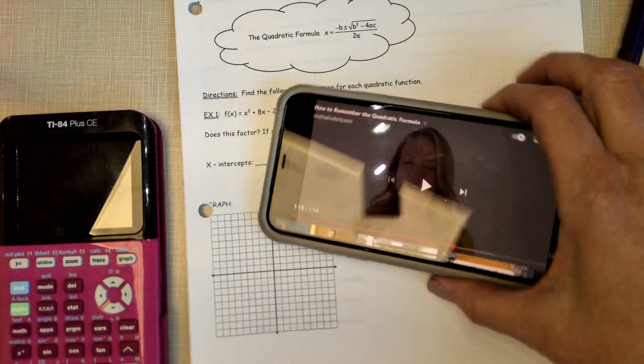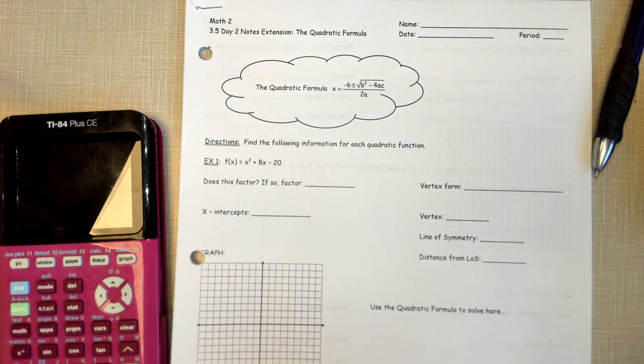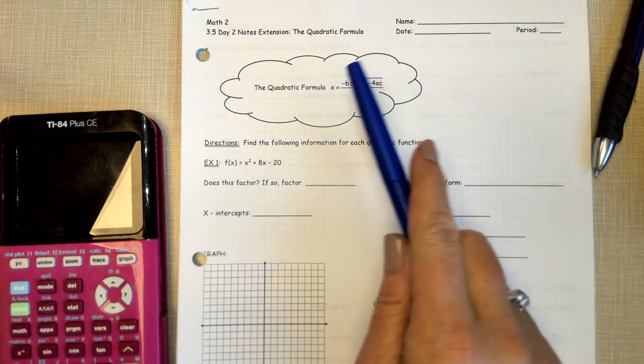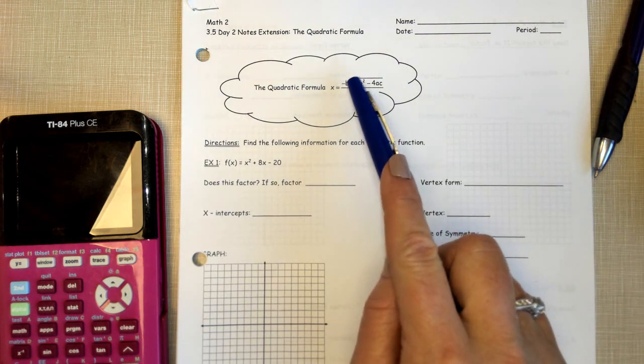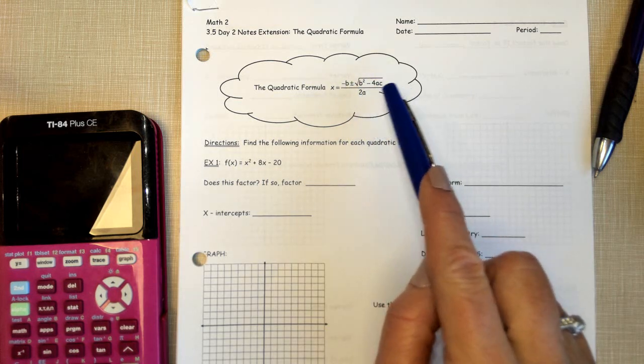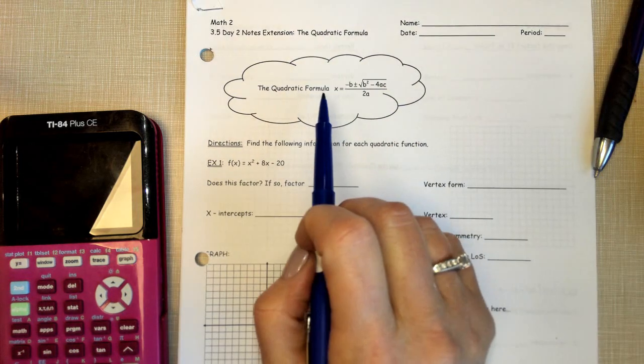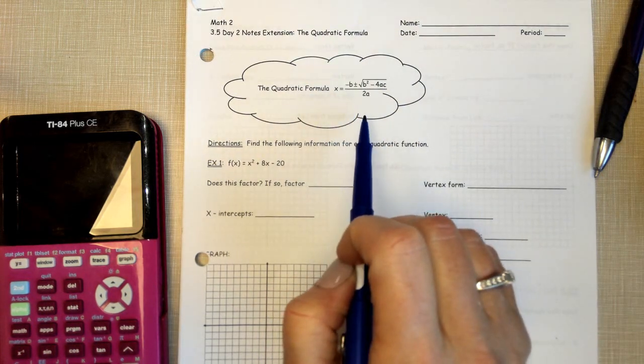All right, so you could do it to Row, Row, Row Your Boat. You could do it to Pop Goes the Weasel. You could do it to the Notre Dame Fight Song. But x equals opposite of b plus or minus the square root of b squared minus 4ac all over 2a. So I'll probably have some extra credit opportunities. If you want to put it to another song, feel free. So that is how we can solve for the x-intercepts.